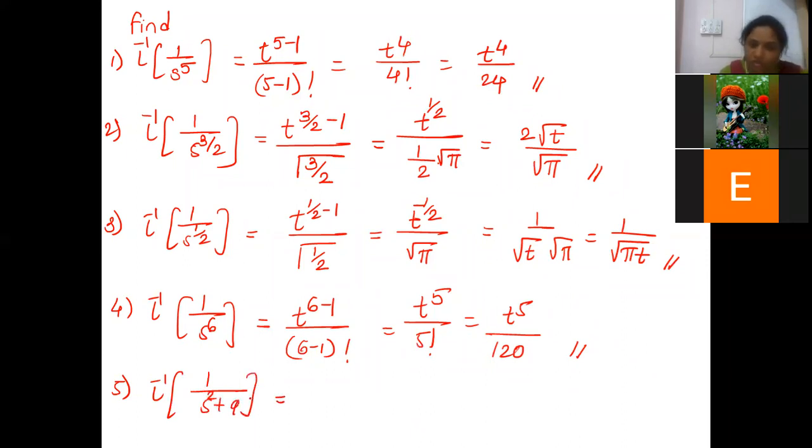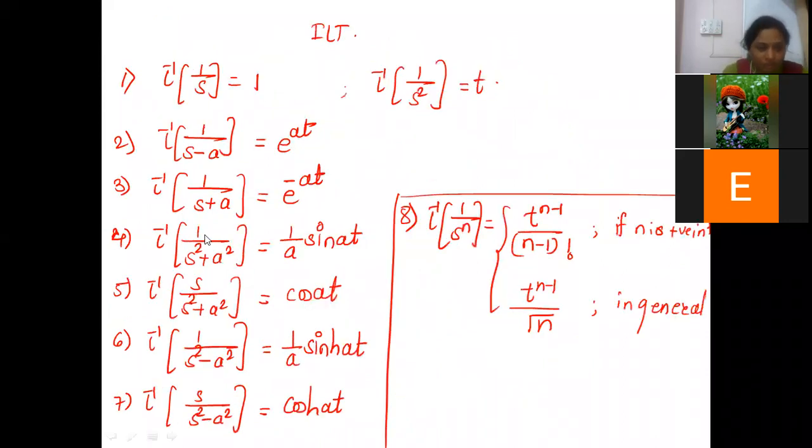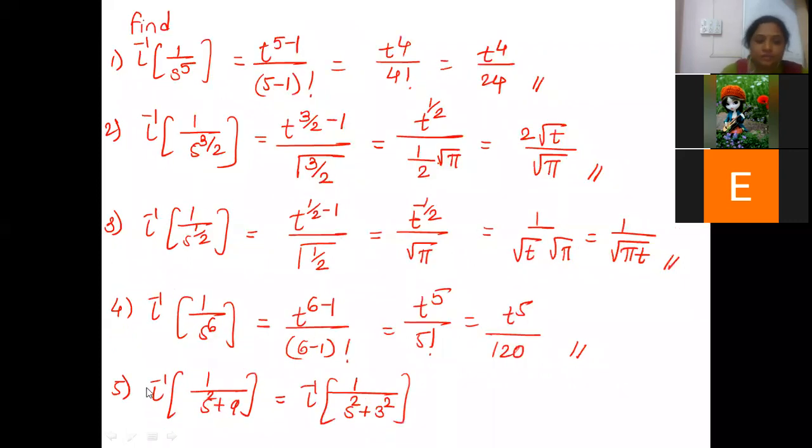You just check in which of the formulas it goes. 9 we can write as 3 square, so it is 1 upon s square plus a square. You can check the formula: 1 upon s square plus a square, Laplace inverse is 1 upon a sine at. So it is 1 upon 3 sine 3t. Very good.